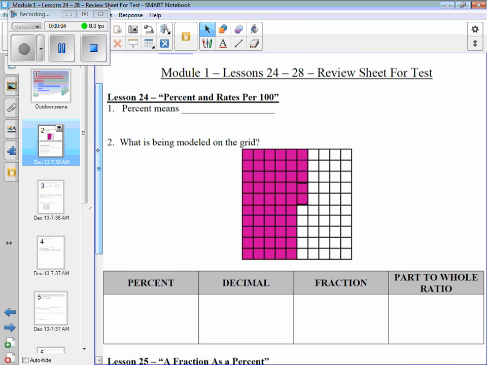All right, here's page 1. Percent means per 100 or out of 100. That's fine too.